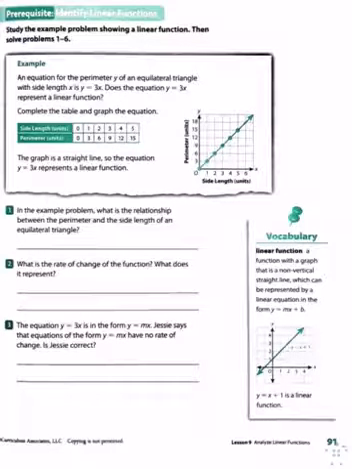In the example, it says an equation for the perimeter y of an equilateral triangle with side lengths x is y equals 3x. Does the equation y equals 3x represent a linear function? Complete the table and graph the equation.